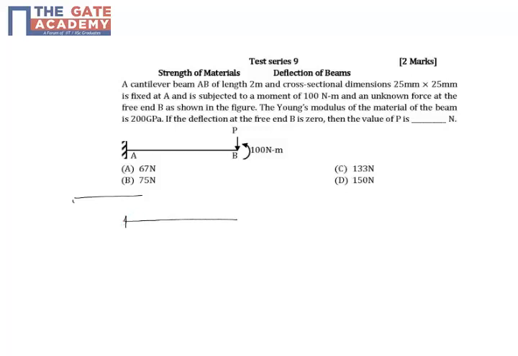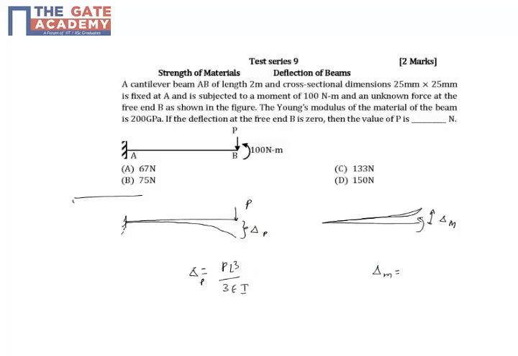Because we assume that the behavior is elastic, we can use the superposition method. Because of this load P, the deflection is this delta, which we know, because of only the load, is PL cubed by 3EI. Now because of this moment, which is in the opposite direction, the deflection is like this. So let's say this is delta M, and this is delta P. So delta P is PL cubed by 3EI.